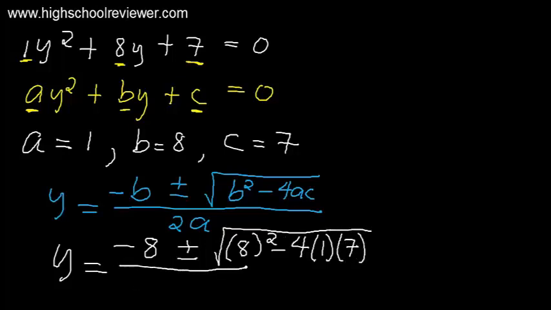And then divide the numerator by our denominator. Our denominator is 2 multiplied by a. The value of a is positive 1. Okay, so let us continue. Our y here will be equal to, so negative 8 plus minus the square root of.